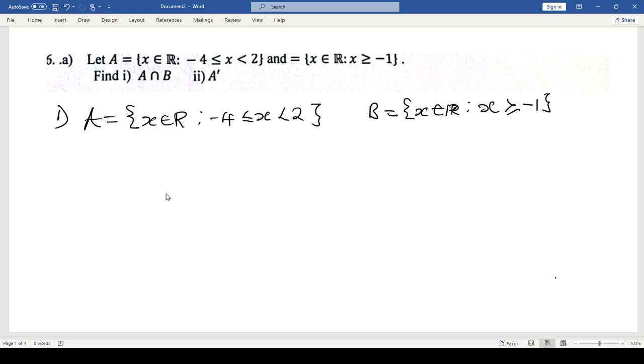Okay, so now we can just go ahead and list set A here. Because of this less than or equal to symbol that we have here, we're going to include -4 in set A. So we're going to start from -4, -3, -2, -1, 0, 1 here. So we won't include 2 here because there's just a less than symbol, which simply tells us that 2 is not included there.